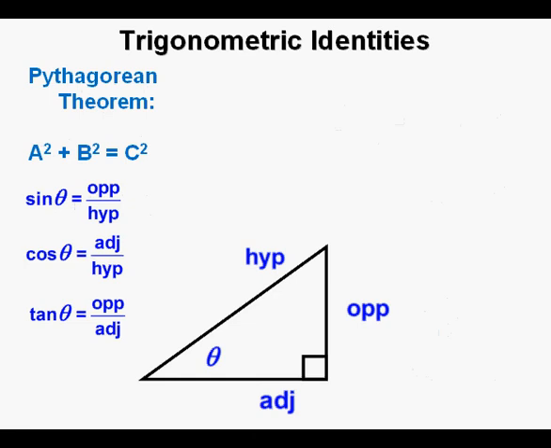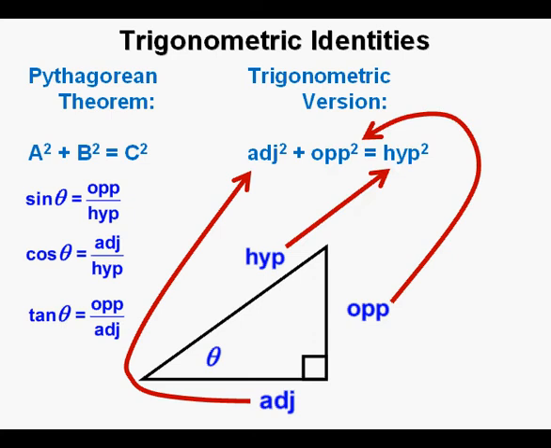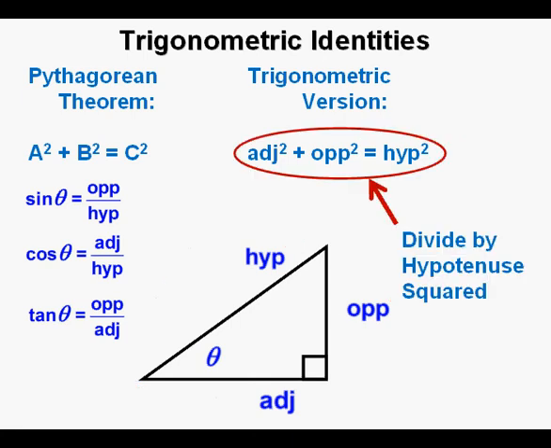Now we're going to move on to another trigonometric identity. Let's look at the Pythagorean theorem, a squared plus b squared equals c squared. From here, we're going to transition to the trigonometric version of the Pythagorean theorem, and it starts with adjacent squared plus opposite squared equals the hypotenuse squared. I hope you can see that this is just the Pythagorean theorem, but just using adjacent, opposite, and hypotenuse for a, b, and c. Now we're going to divide this trigonometric version of the Pythagorean theorem by the hypotenuse squared.